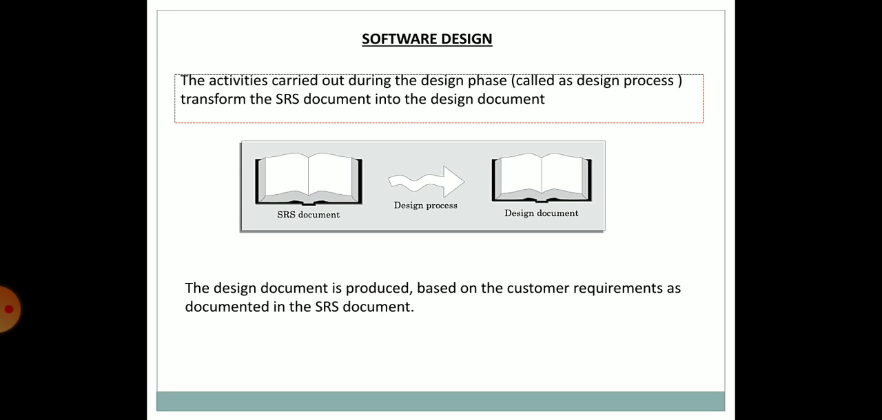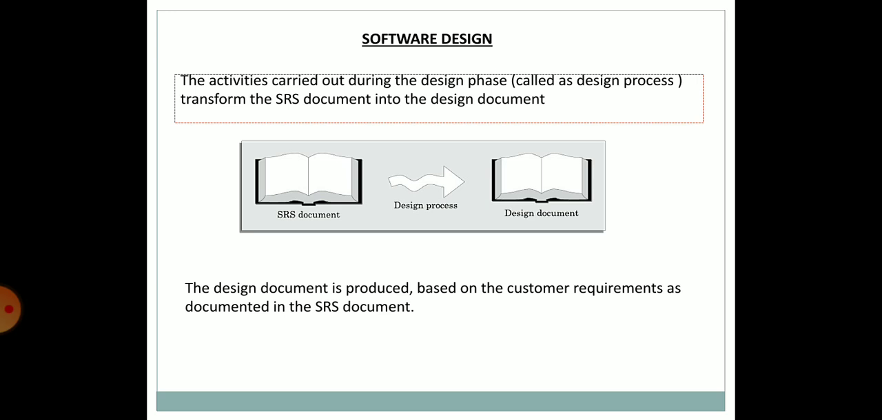In that, a design document is produced. This design document is based on the customer requirements, and it contains all those requirements specified by the customer in the SRS document. So the main objective of the design phase is to form a design document out of the SRS document. The basis for all the developmental phases is the SRS document itself. So the activities carried out during the design phase transform the SRS document into the design document.